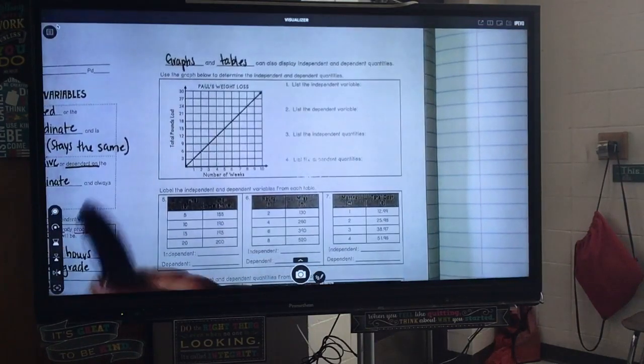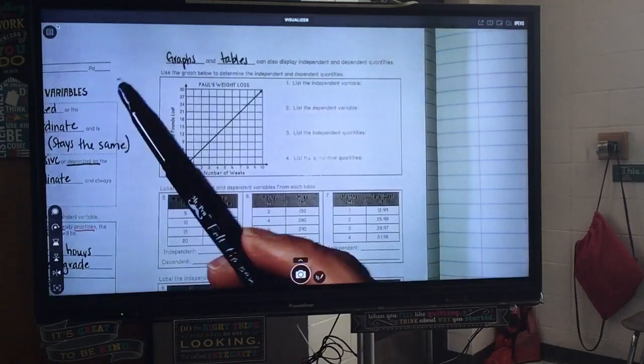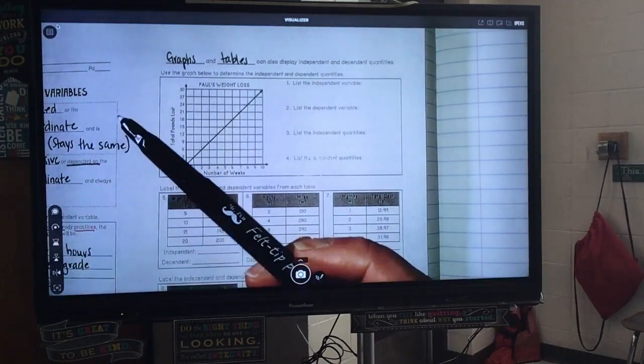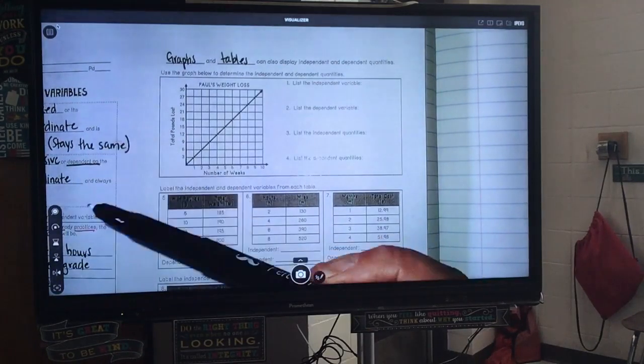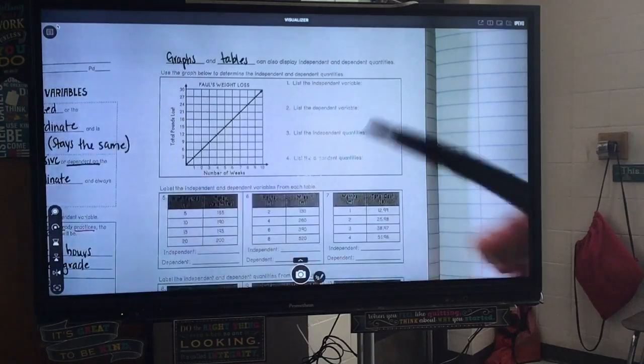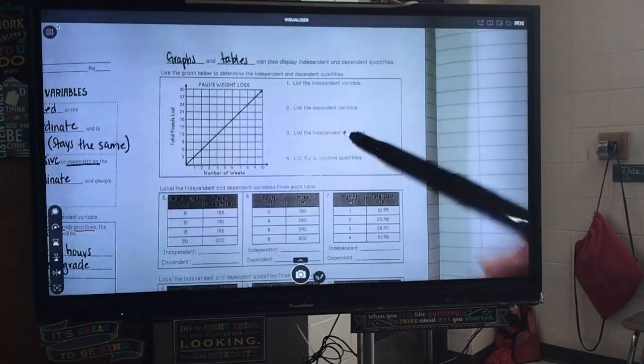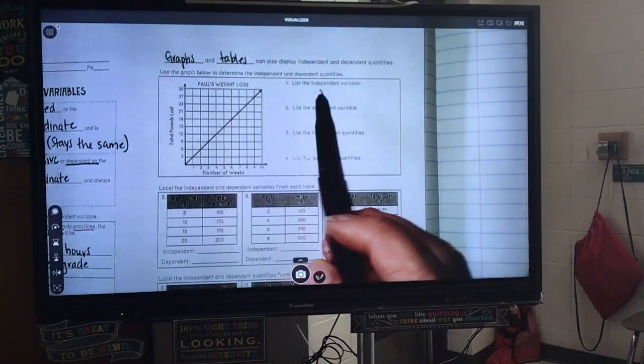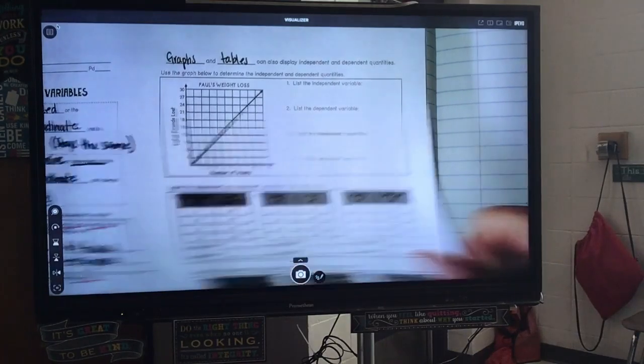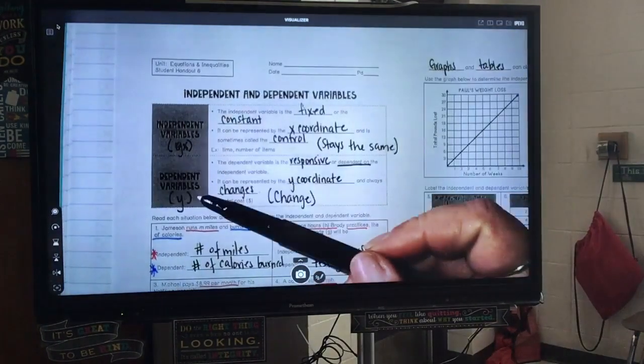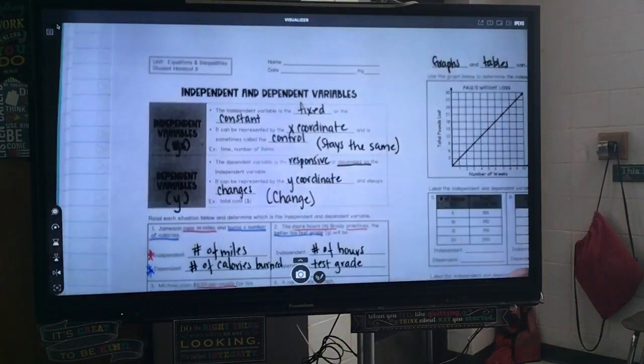Remember what we wrote over here in our notes about the x coordinates, the y coordinates, which one is independent. You're gonna need to use that information to help me answer these questions. So it says list the independent variable. So independent, is that on my x-axis or my y-axis? Is it on the x or the y?